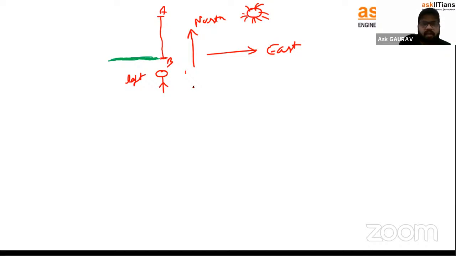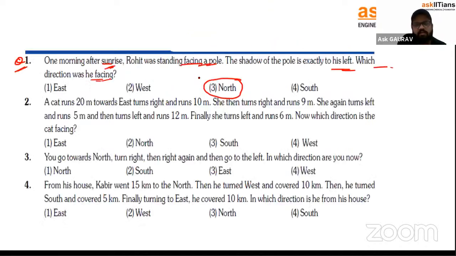See, AB is your pole. What was the question saying? Start again. One morning after sunrise, sunrise has already happened. Rohit was facing a pole. This is your pole. The shadow of the pole, so this will be your shadow of the pole. The shadow of the pole is exactly to his left. Which direction was he facing? So he is facing north direction.